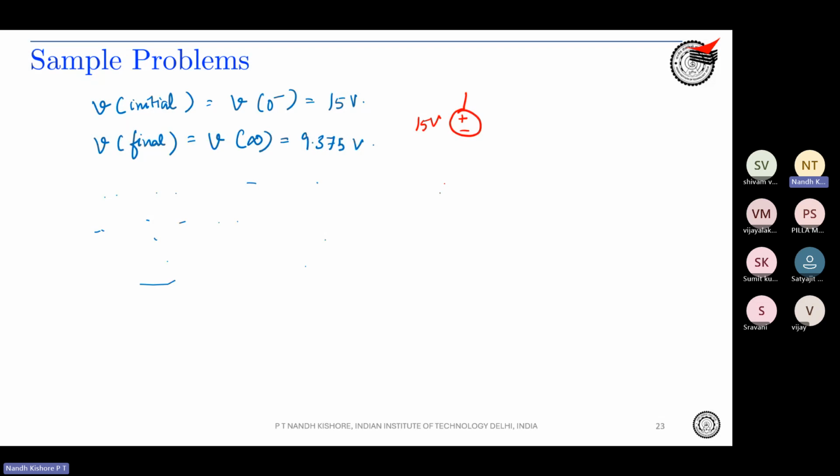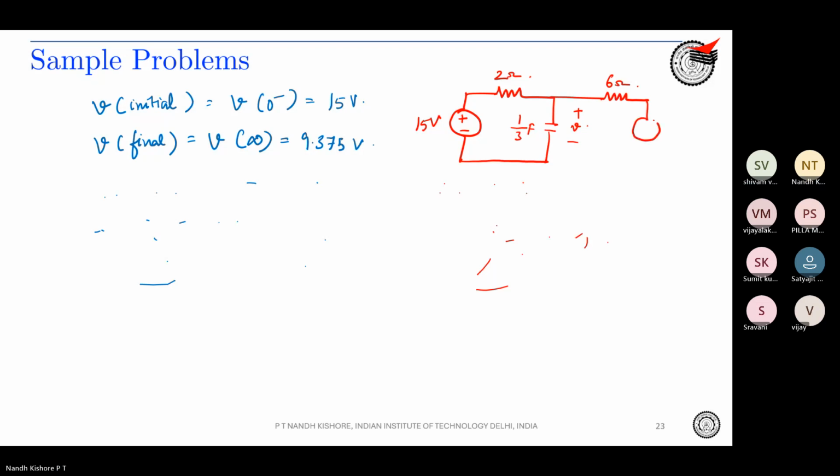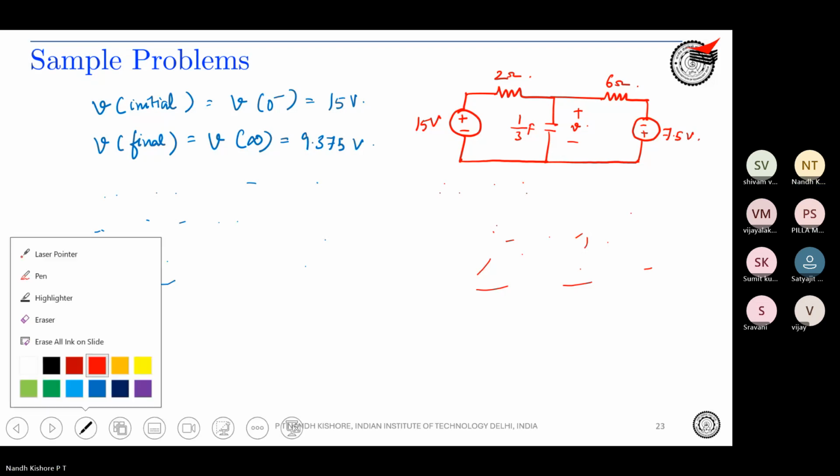I will just draw the circuit once again for our own reference. So this is 15 volts, 2 ohms, 1/3 farad, V. This is 6 ohms.